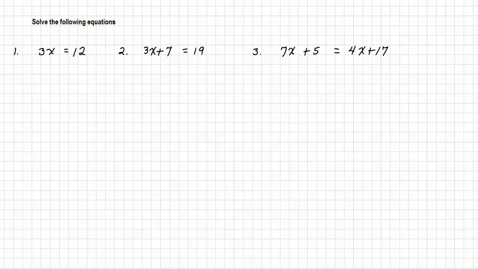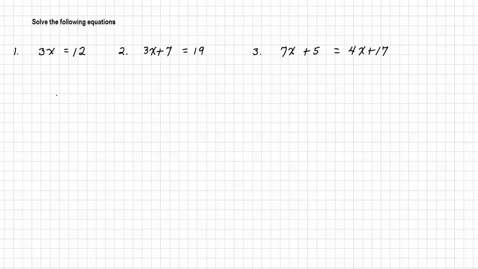This is an introductory lesson on solving equations like the ones you see on your screen. Whenever you're asked to solve an equation, you have to find the value for the variable, in this case x, but it can be any letter, that makes the equation true. So in the first example here, you're trying to find a number, x, that when you multiply it by 3, you're going to get 12.